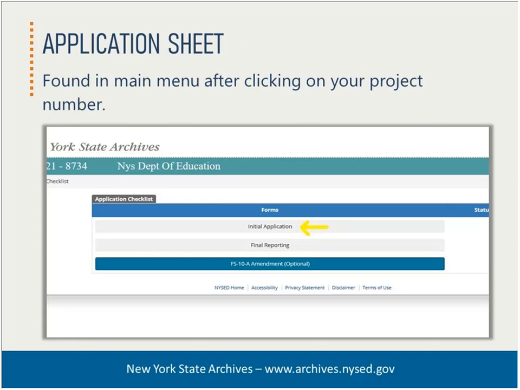The application sheet is a form that is filled in and submitted entirely online. You can access it from the main menu in your eGrants account. Just sign in, click on your current project number, and you'll see the option for initial application.